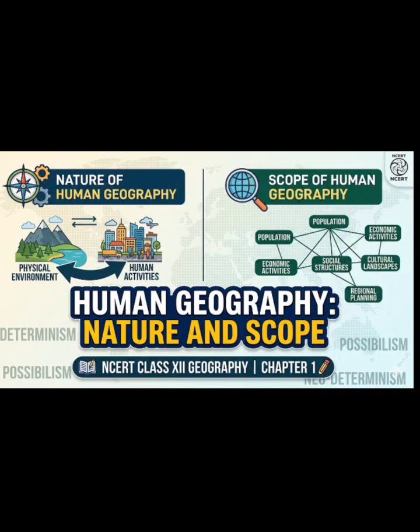Behavioral school of thought laid great emphasis on lived experience and also on the perception of space, by social categories based on ethnicity, race and religion, etc. Next point, fields and subfields of human geography.